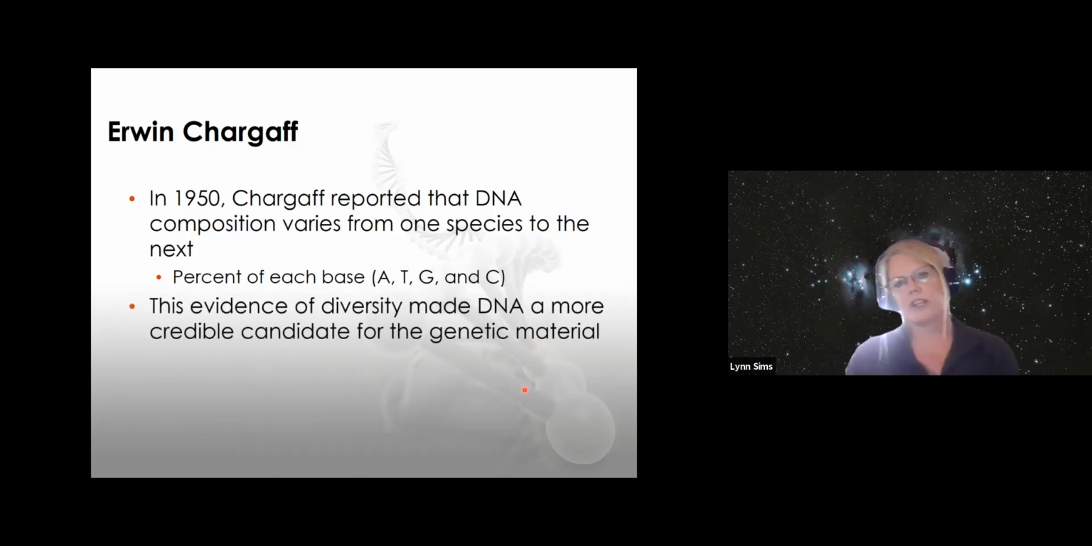Now, this evidence basically shows that there is diversity in the DNA, okay? And this does lead to a conclusion that DNA is more likely the source of the genetic material that's transmitted from one generation to the next, if you can see differences between species. If it was the same between species, then they wouldn't suspect that this was the material that actually stores the information that directs the cell.